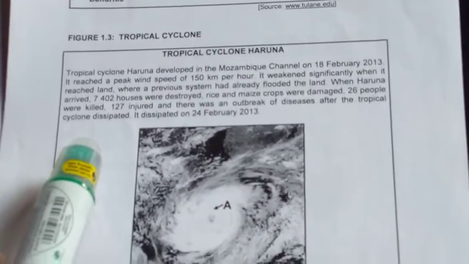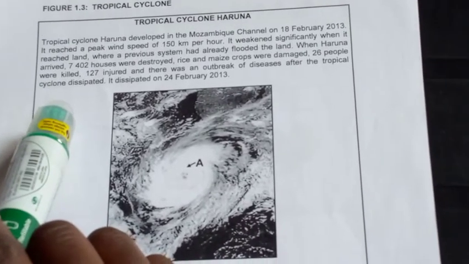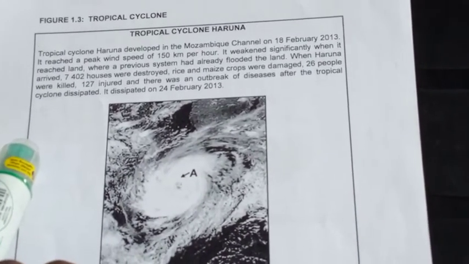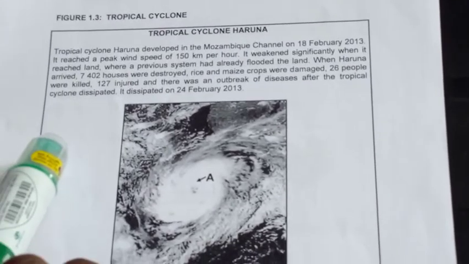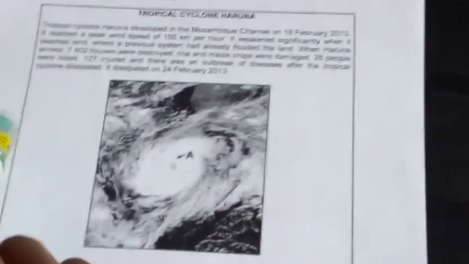When Haruna arrived, 7,402 houses were destroyed, rice and maize crops were damaged, 26 were killed, 127 injured, and there was an outbreak of diseases after the tropical cyclone dissipated.